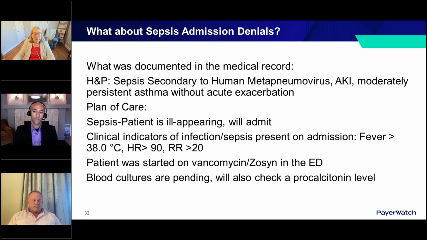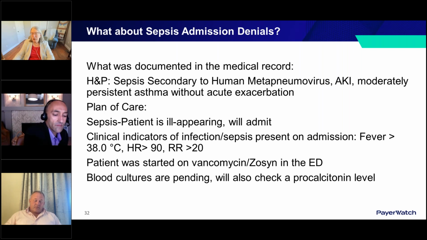So the plan of care was that she was ill appearing. They would admit her. They spelled out their clinical indicators of infection and sepsis, the fever, the heart rate, the respiratory rate. Patient started on vancomycin in the ED, and blood cultures are pending. We'll check a procalcitonin level. So that was pretty good documentation of the reason for the admission, especially having in there that she was ill appearing and they were going to treat her for sepsis. I think that was a pretty good justification for the admission, and this one we did actually get overturned as well.